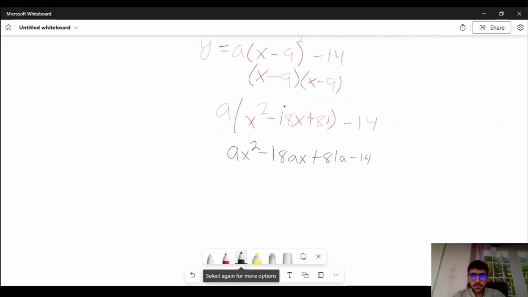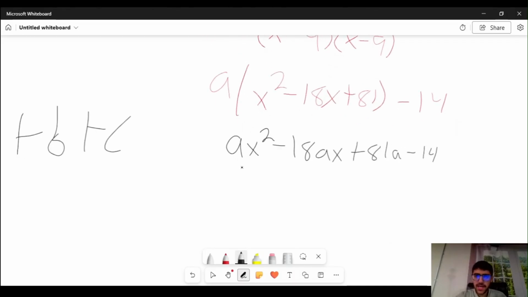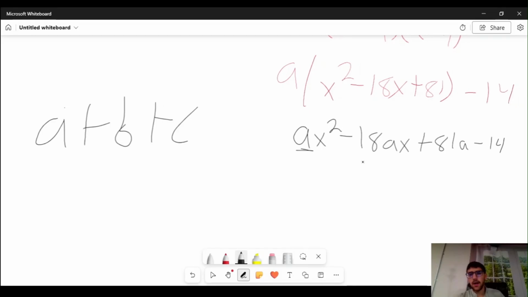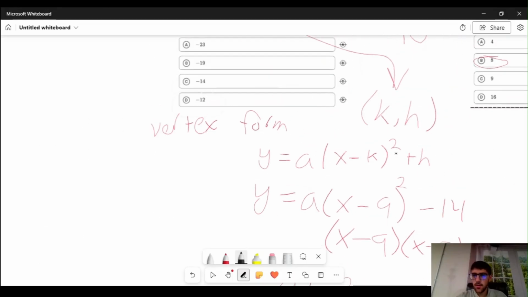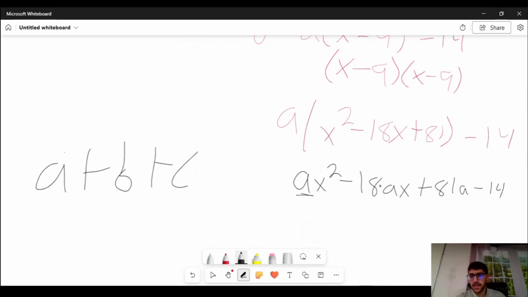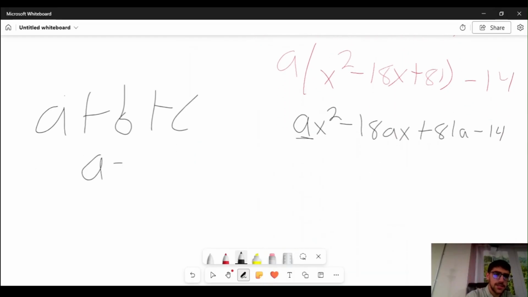So from here, let's just remember our target. The goal is to find a plus b plus c. So based on this one, we don't know what a is. A is just a for this one. But now we have b and c in terms of a, if that makes sense. Instead of having b and c here, we have them in terms of a. Like negative 18a is equal to b. So let's write that down. So a is equal to a. That's expected.